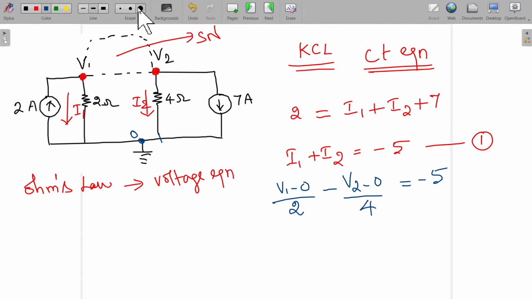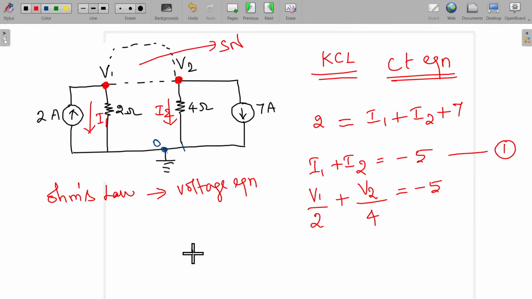So I can rewrite this as V1 by 2 plus V2 by 4, that is equal to minus 5. So when you multiply this by 4, you get this as 2V1 plus V2, that is equal to minus 20. So this is your second equation.